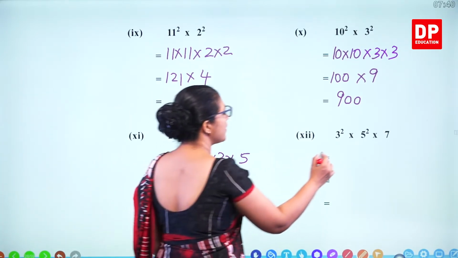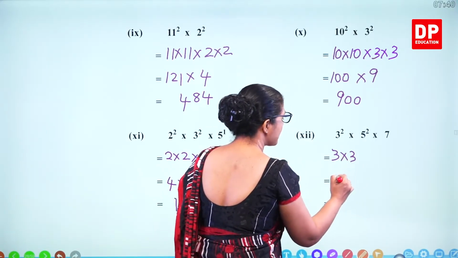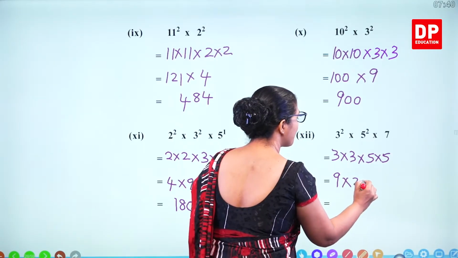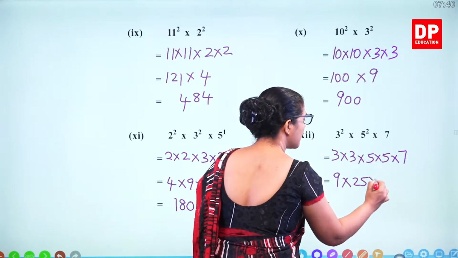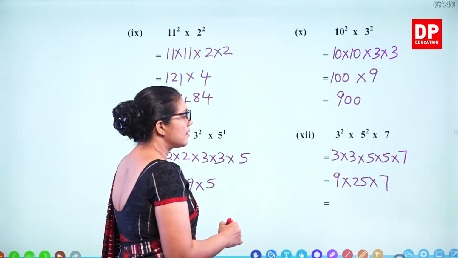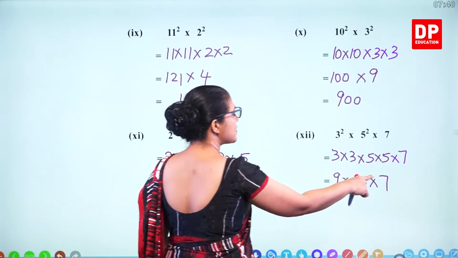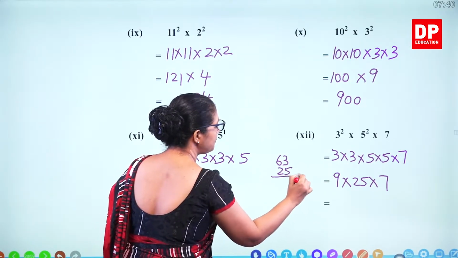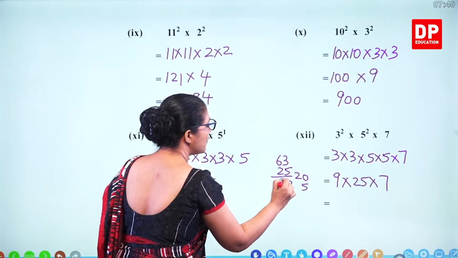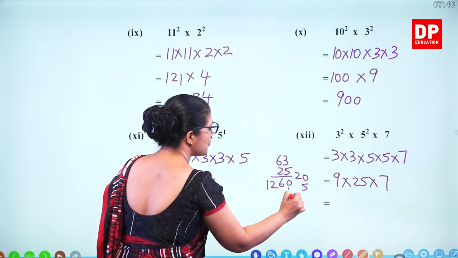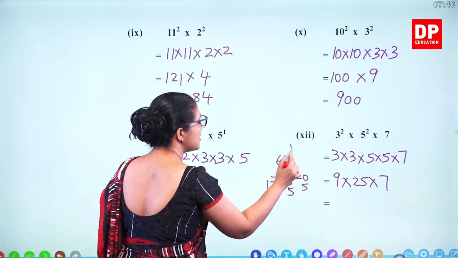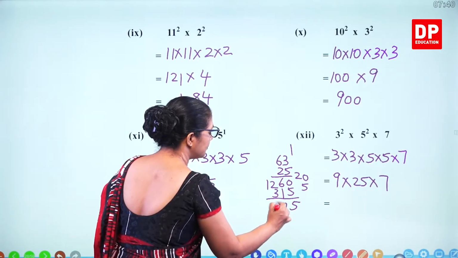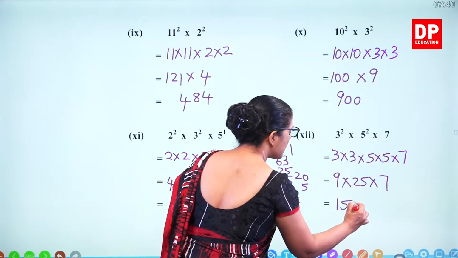This one, 3 squared, 3 times 3, that's 9. 5 squared, 5 times 5, 25. And 7. So 9 times 7, 63. 63 times 25. 5 times 5, 25. And 5 times 3, 15. 5 times 6, 30 plus 1, 31. So when you add it, 1575.